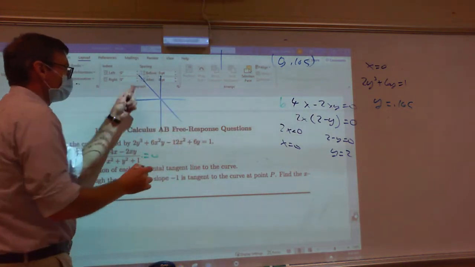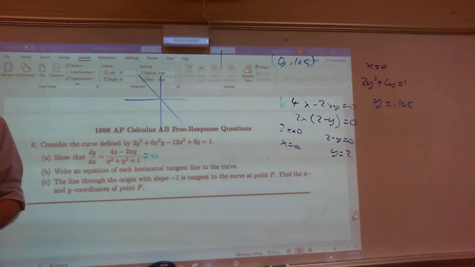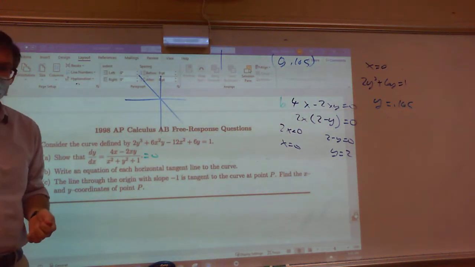Slope through -1, right? What's the equation of that line? y equals -x, all right?